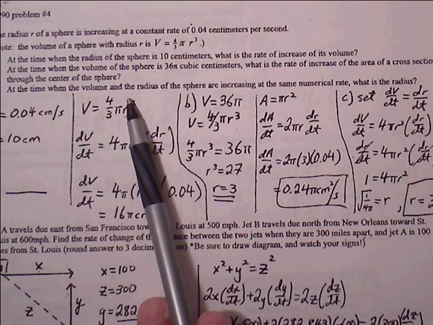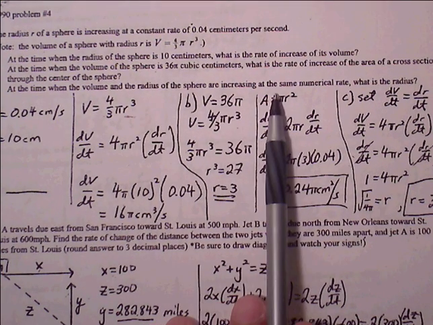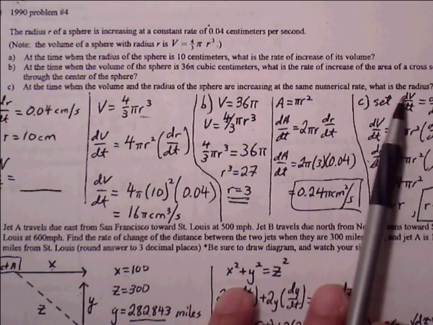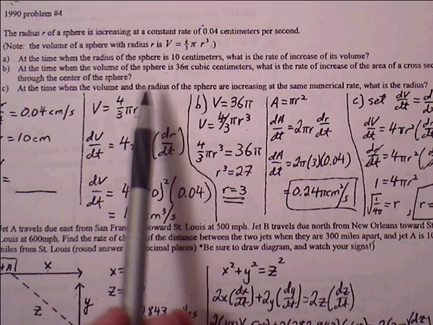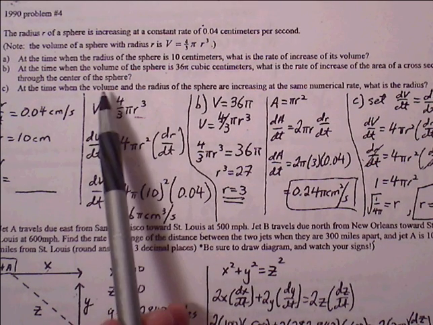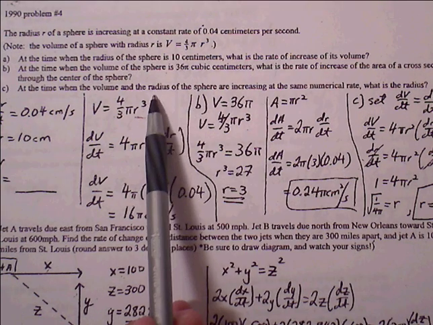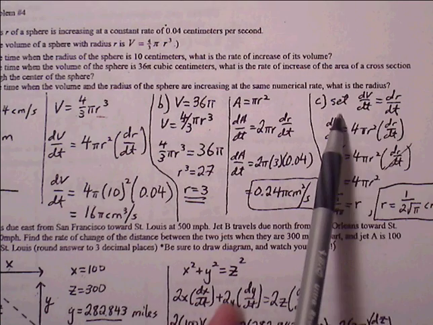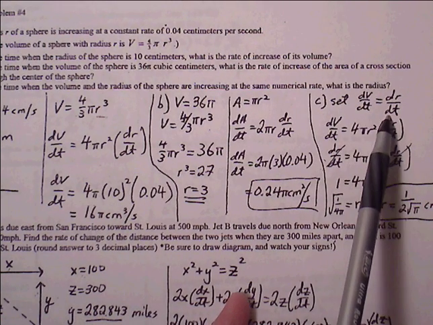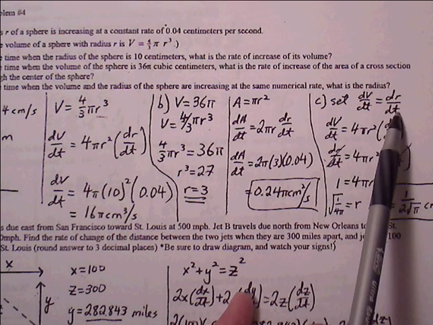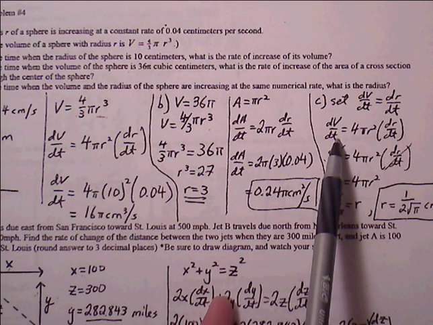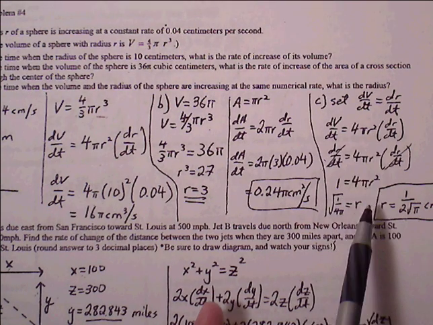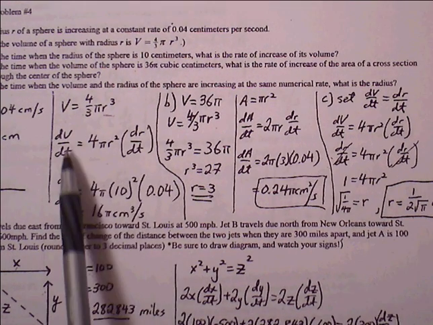At the time when the volume and the radius of the sphere are increasing at the same numerical rate, what is the radius? So we're trying to find the radius when the rate of change of the radius and the rate of change of volume are equal. So we want to figure out when dV/dt is equal to dr/dt. We set them equal to each other. We know dV/dt is 4πr² dr/dt. We found that from part A.